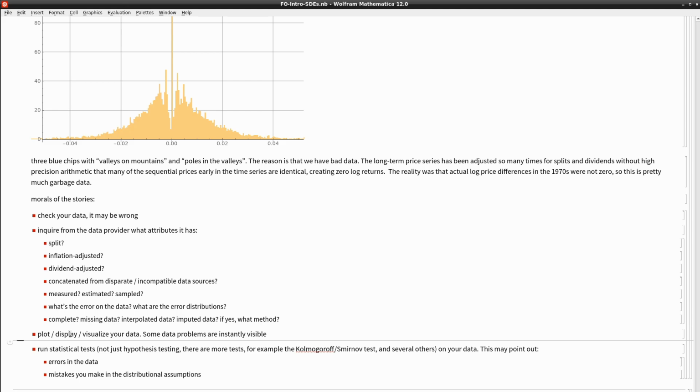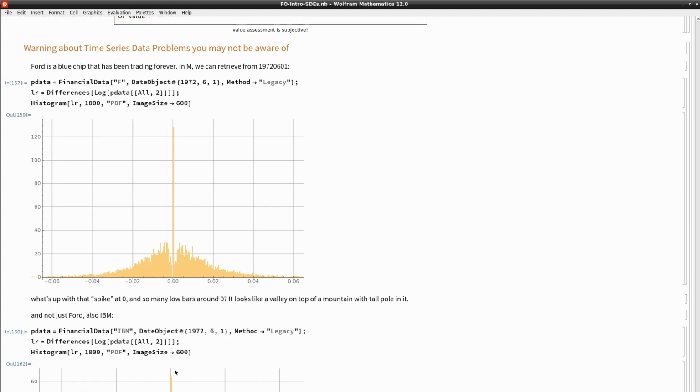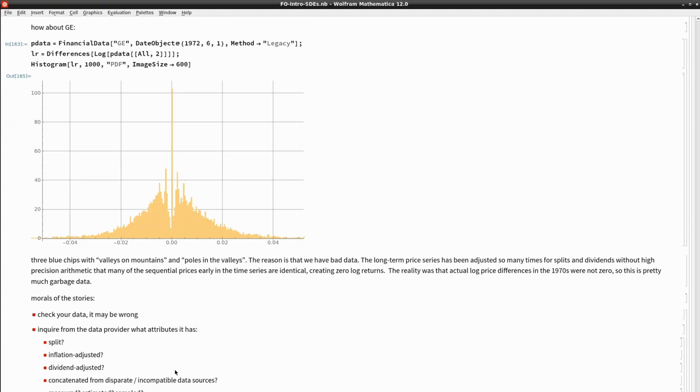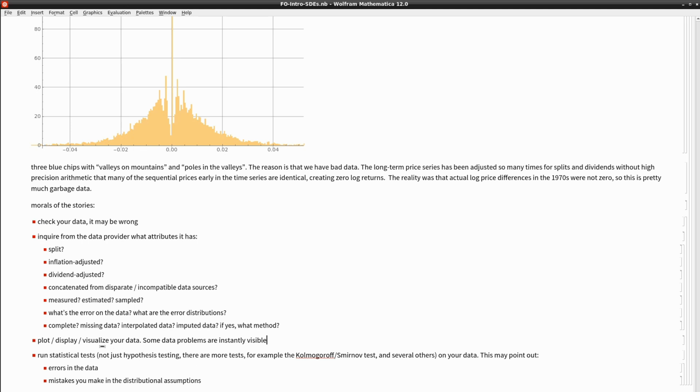Next, you should always plot, display, or visualize your data. Some data problems are instantly visible, right? As you see here in these histograms of these three blue chips. Of course, that doesn't mean you immediately have found the problem, but you immediately know that something is probably wrong here.